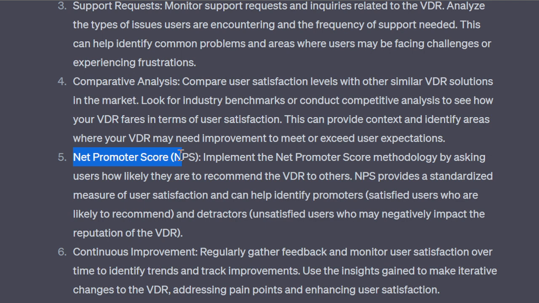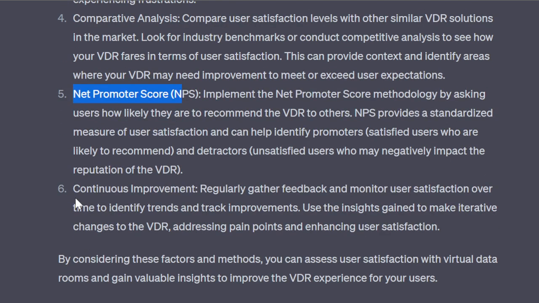Net Promoter Score (NPS). Implement the Net Promoter Score methodology by asking users how likely they are to recommend the VDR to others. Continuous improvement.